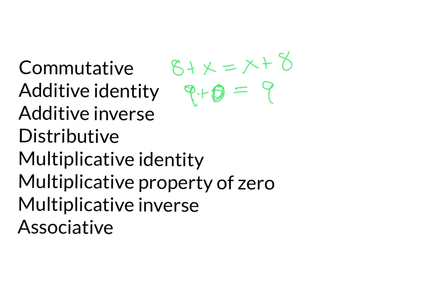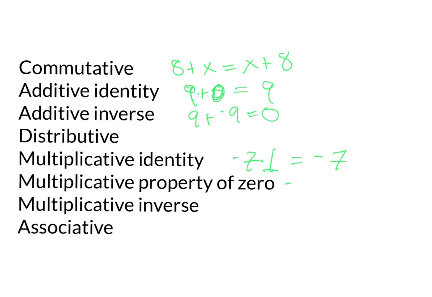Additive inverse. Now it's the other way around. 9 plus negative 9 is 0. So what number, when I add it to its additive inverse, gives me 0. Distributive property, we did that on the previous one. We've done that a bunch of times in the past. Multiplicative identity, negative 7 times what number gives me negative 7? And the answer to that is 1. The multiplicative identity. You multiply something by 1, you get itself.